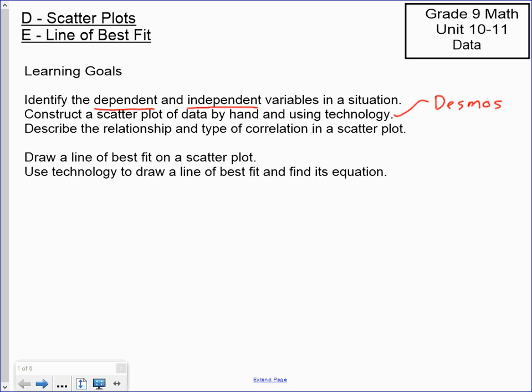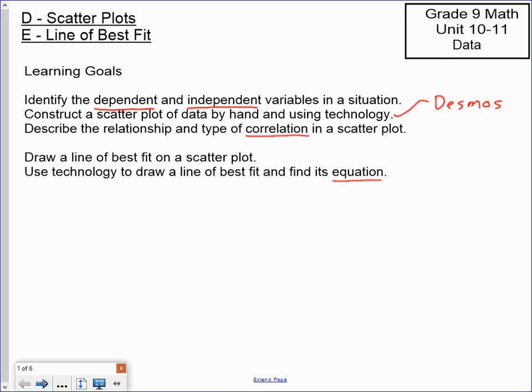And then once we have our scatter plot, we are going to use it to figure out whether there's a relationship between our variables. And we want to be able to describe that relationship and talk about the type of correlation that we see. So that's another word that we're going to talk about. And then once we've got our scatter plot and figured out if there's a relationship, we're going to want to be able to draw a line of best fit on our scatter plot. We draw it by hand, or if we use technology, we want to be able to put it on using technology. And if we use technology, we'll be able to find the equation of the line of best fit, which is going to be helpful to us when we're doing mathematical modeling.